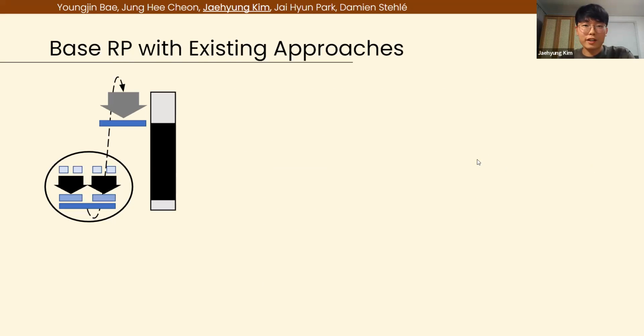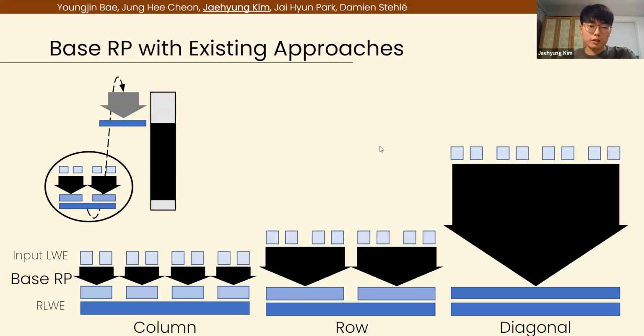So I'll be comparing base ring packing with existing approaches. There are 3 methods: column, row, and diagonal methods. The number of levels consumed for column was 0, the levels for row was 1, and the number of levels consumed for the diagonal method was more than 1, much more than 1.